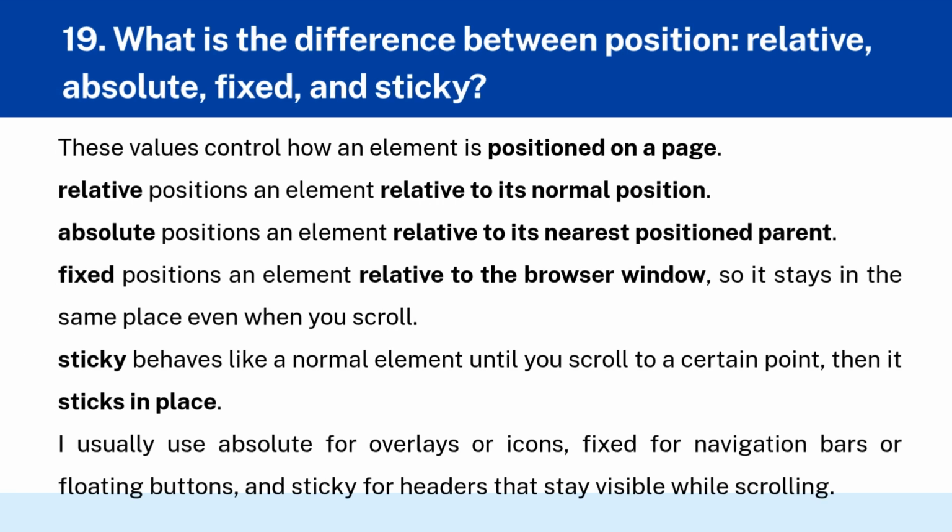What is the difference between position relative, absolute, fixed, and sticky? These values control how an element is positioned on a page. Relative positions an element relative to its normal position. Absolute positions an element relative to its nearest positioned parent. Fixed positions an element relative to the browser window, so it stays in the same place even when you scroll. Sticky behaves like a normal element until you scroll to a certain point, then it sticks in place. I usually use absolute for overlays or icons, fixed for navigation bars or floating buttons, and sticky for headers that stay visible while scrolling.